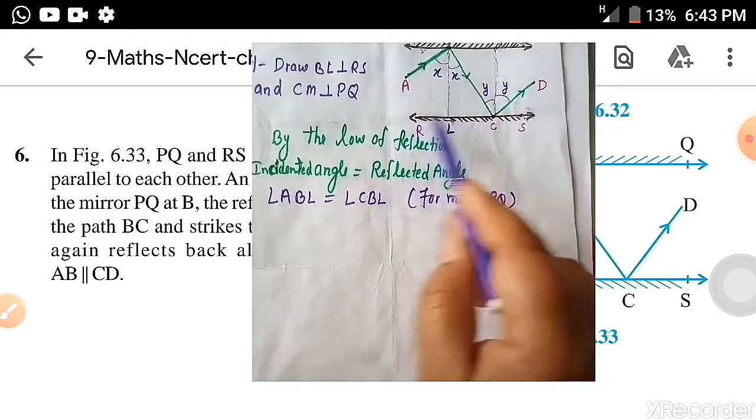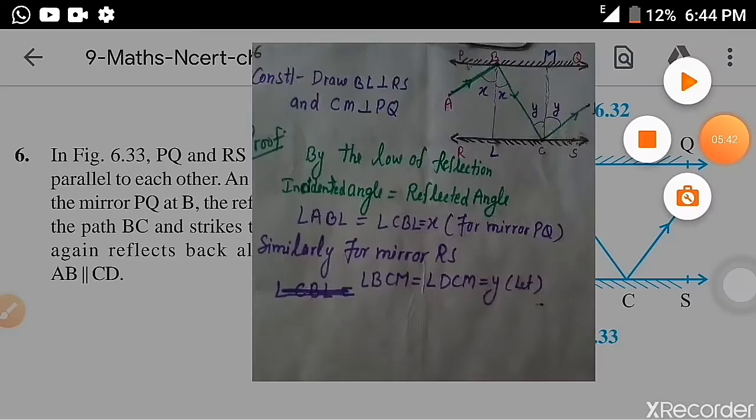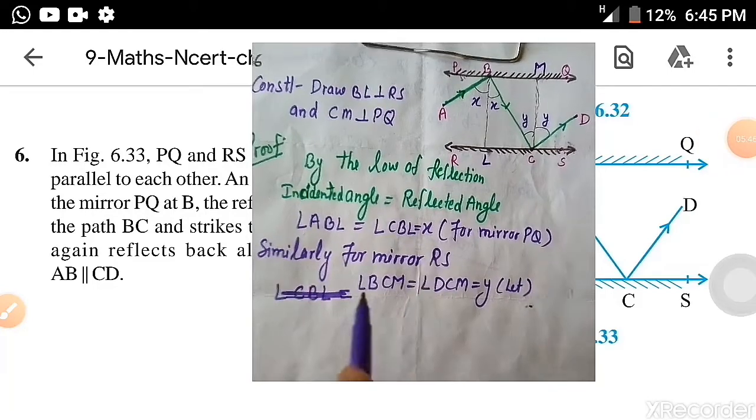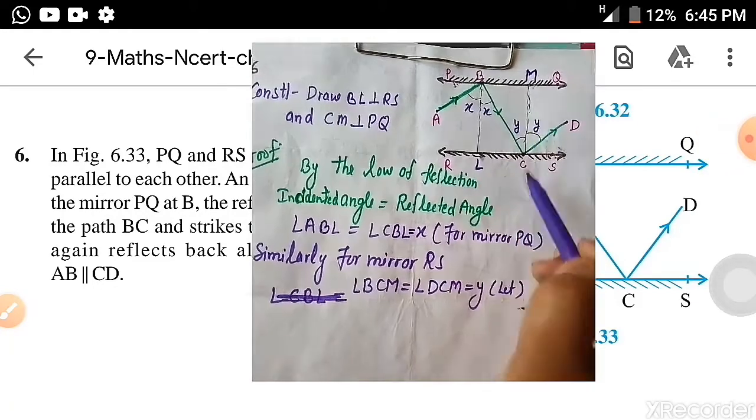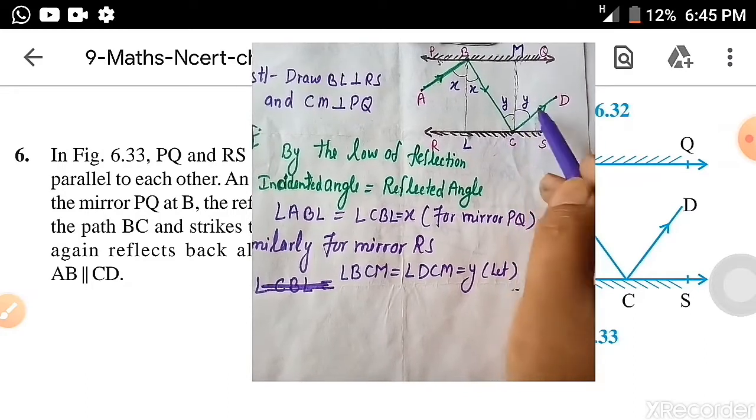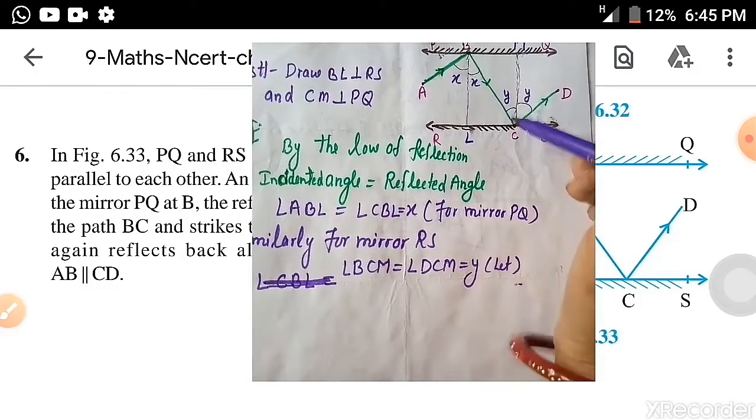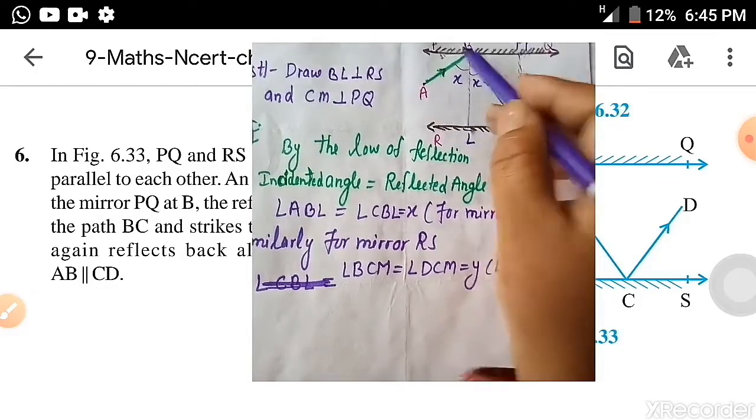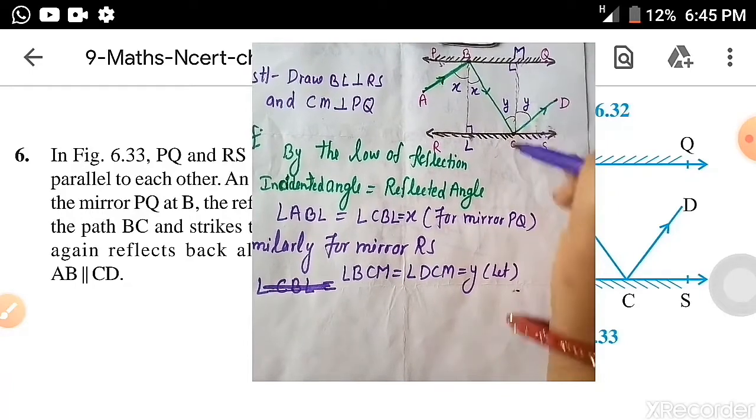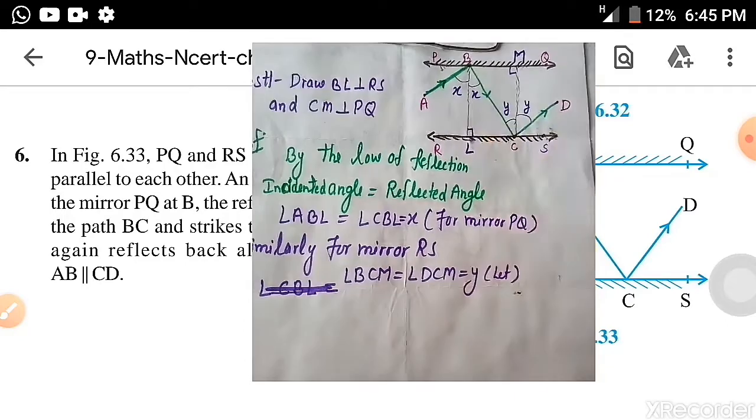Now see, similarly for the mirror RS, you can see that BCM is equal to angle DCM. Both are also incident and reflected angle. Now you can see that these two lines are parallel to each other because these are perpendicular to these surfaces. That means this is 90 degree and this is also 90 degree. Hence these will be parallel to each other. Hence angle X equal to angle Y because these are alternate interior angles, you can see.